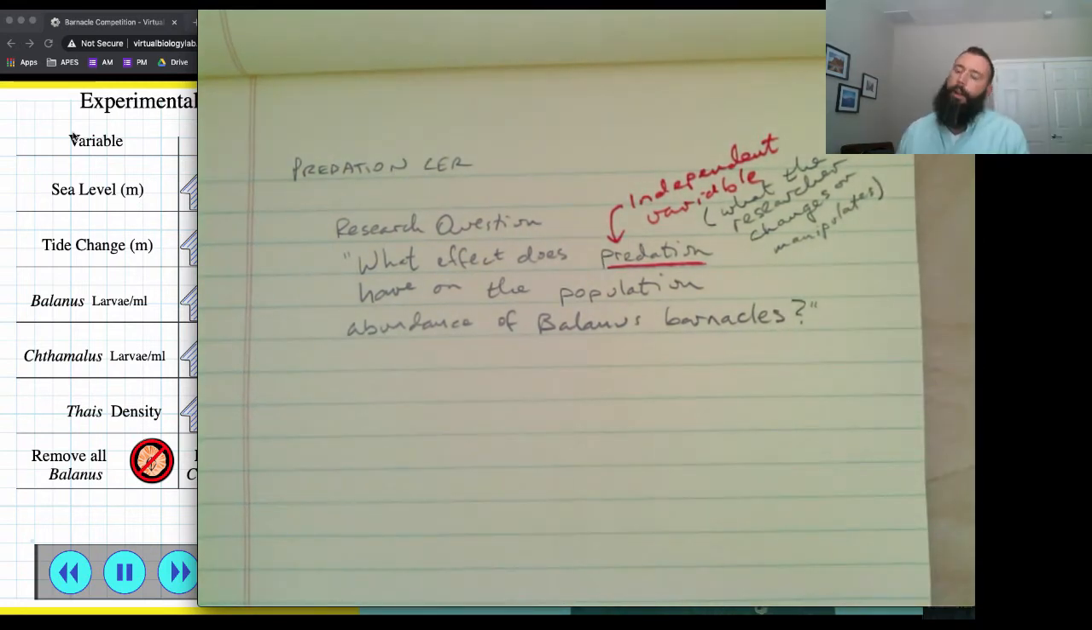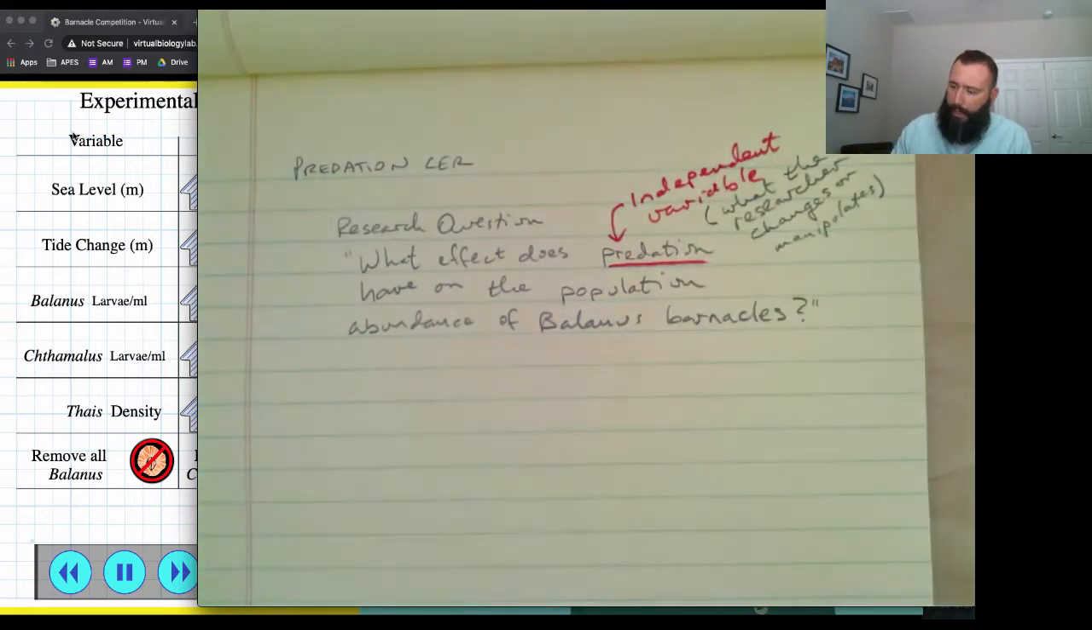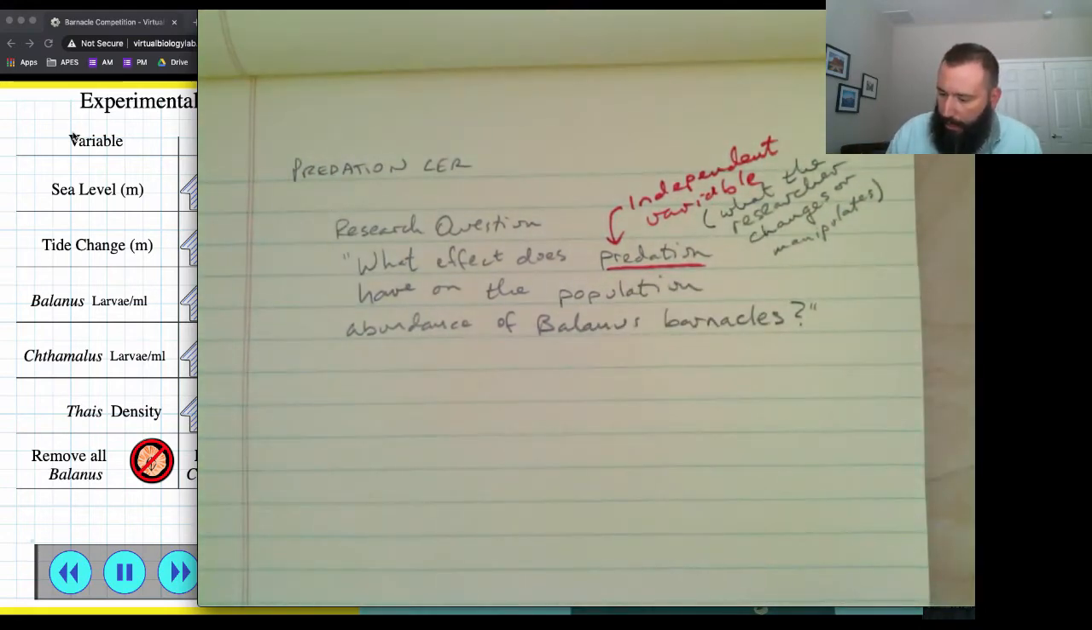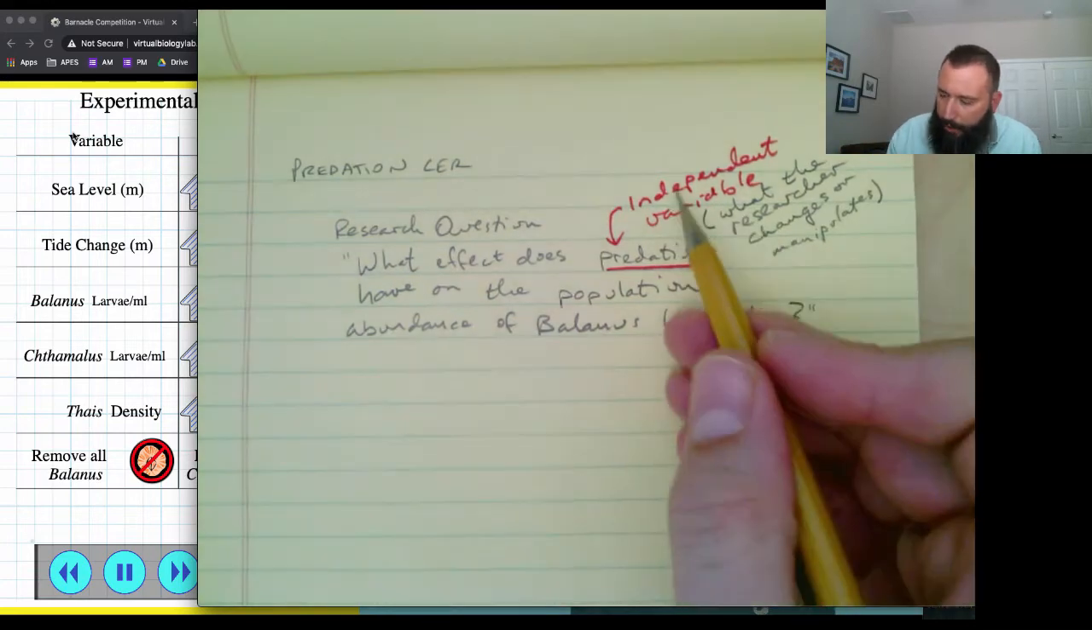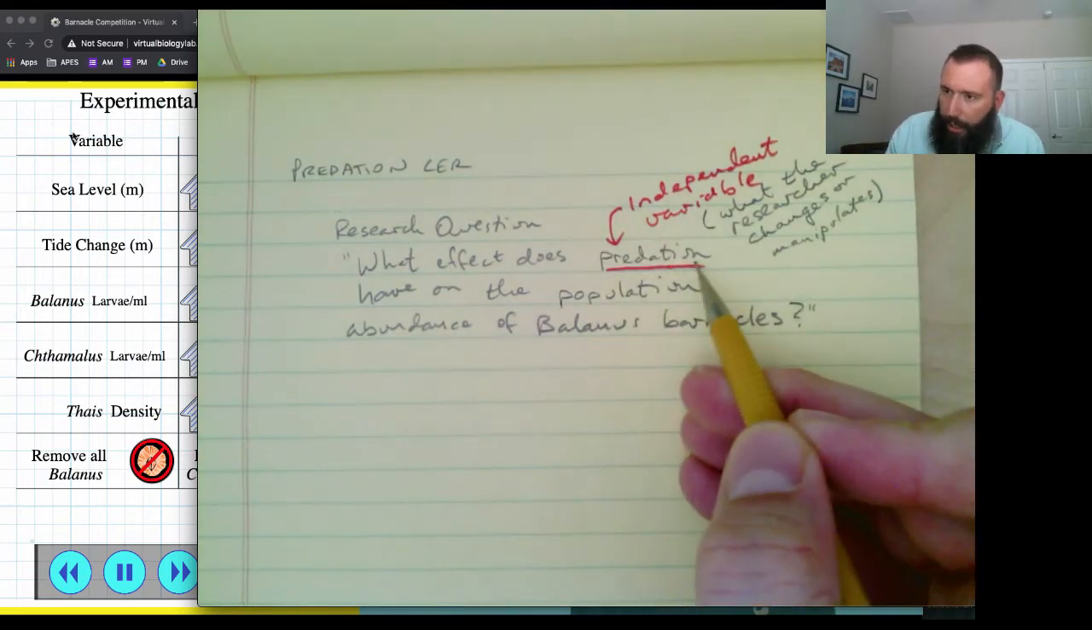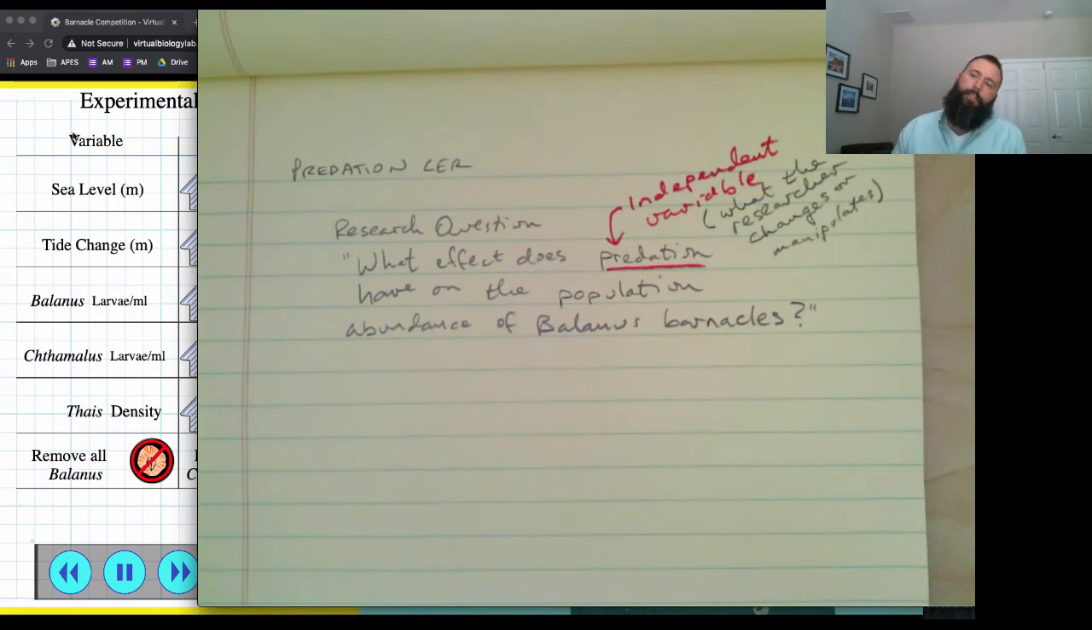All right. So in an experiment, we're interested in predation and what effect that has on the population abundance of a certain type of barnacle. And so we're going to set up this test, right? Think about this. We're going to collect data 2 times. We're going to have a trial without predation, and we'll have a trial with predation. And then we'll be able to compare results. And what are we comparing? That's that other variable in our research question.